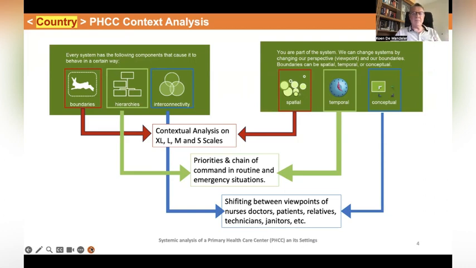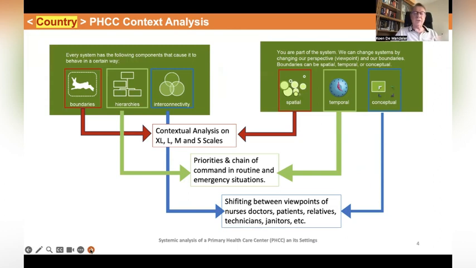We look at the hierarchies. What has the predominance? What are the priorities? What is the chain of command in normal, routine circumstances? And how does that change in emergency situations? And then we'll look at the interconnectivity between all the users of the primary healthcare center. We look at the way that doctors relate to nurses, nurses to patients, patients to technicians, technicians to doctors, etc. So that is our task right now.